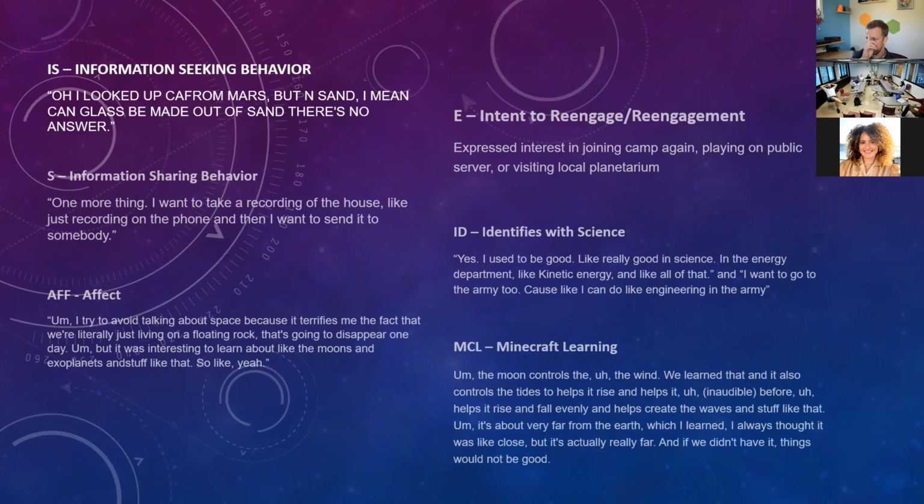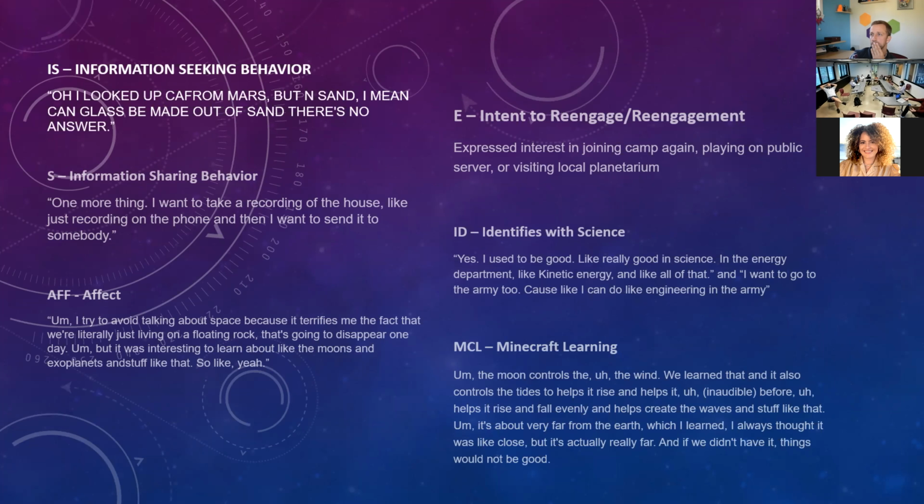And this code really looks at what kind of interest behaviors they are showing in their interviews. Like information seeking behavior, going out after camp and looking up more things about space. So we asked them about that. That's a really big sign that it's triggered some sort of interest, that they're voluntarily going out and looking for more information. How they share information from the camp with their friends and family, we also look for.